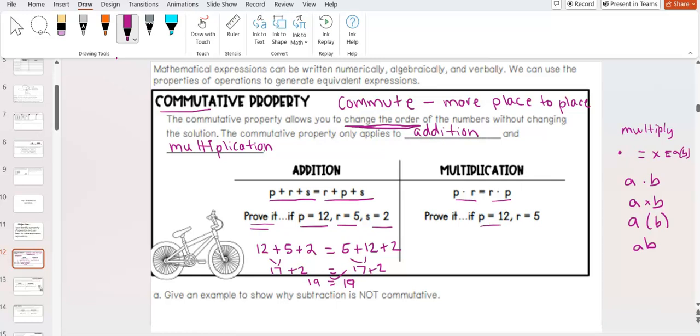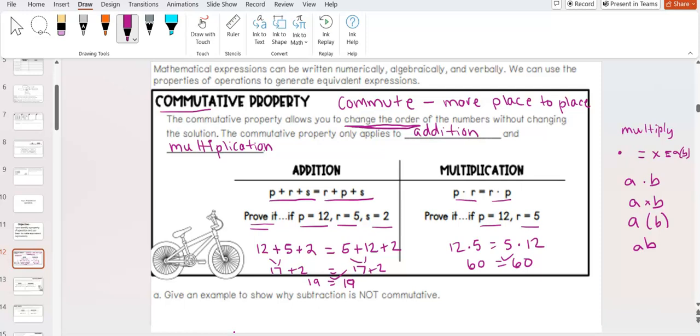Okay, so we still have our same numbers, 12 for P and 5 for R. So 12 times 5 is the same as 5 times 12. And you should know that that is true. Doesn't matter which way we multiply, and it doesn't matter which order we add. So we know that it is not true, since it's true for addition and multiplication, it is not true for subtraction and division. Now, we have to give an example, because when you're learning something new, you need examples and non-examples, right?